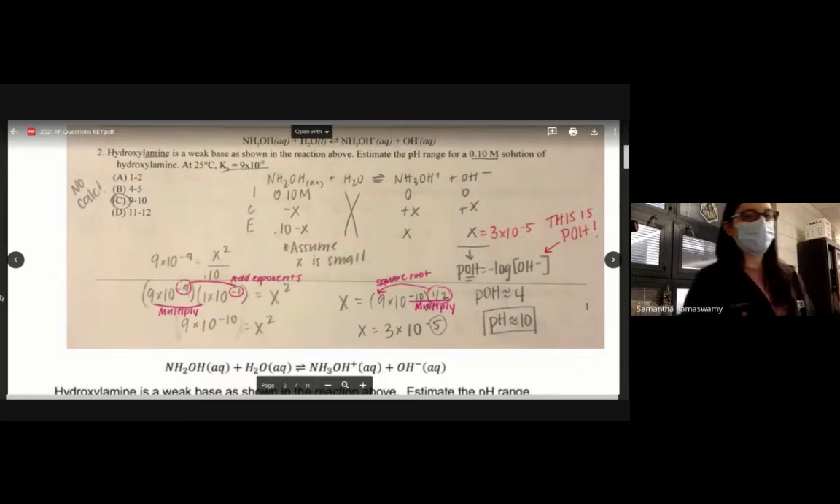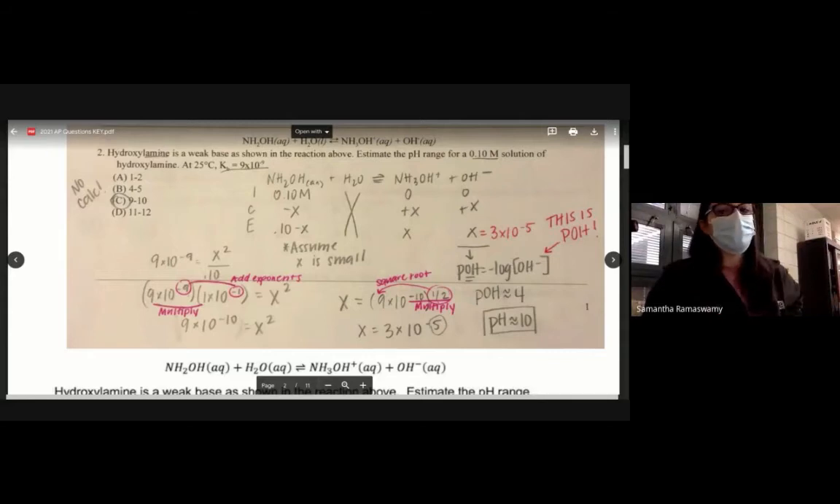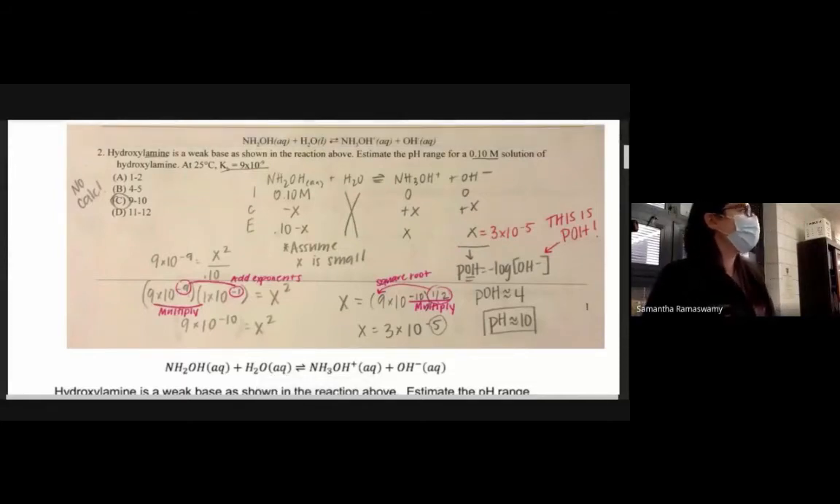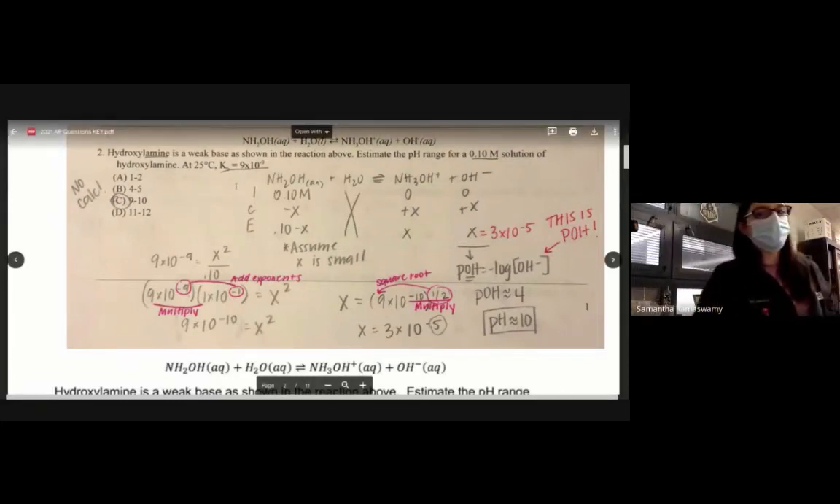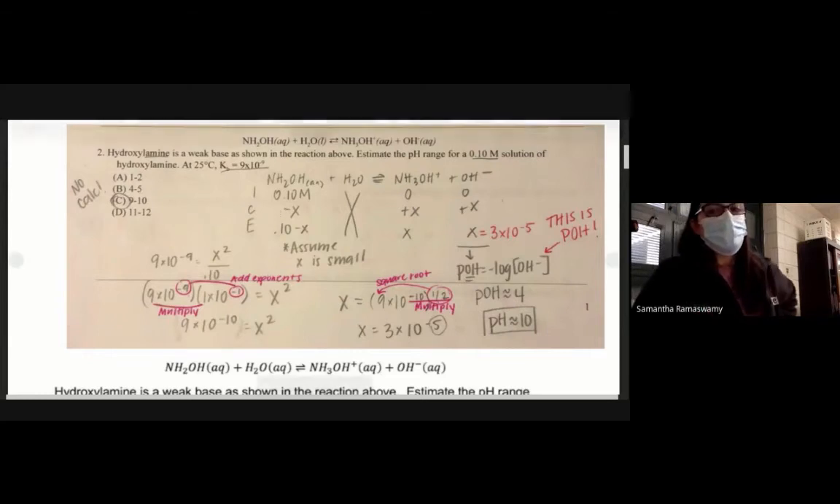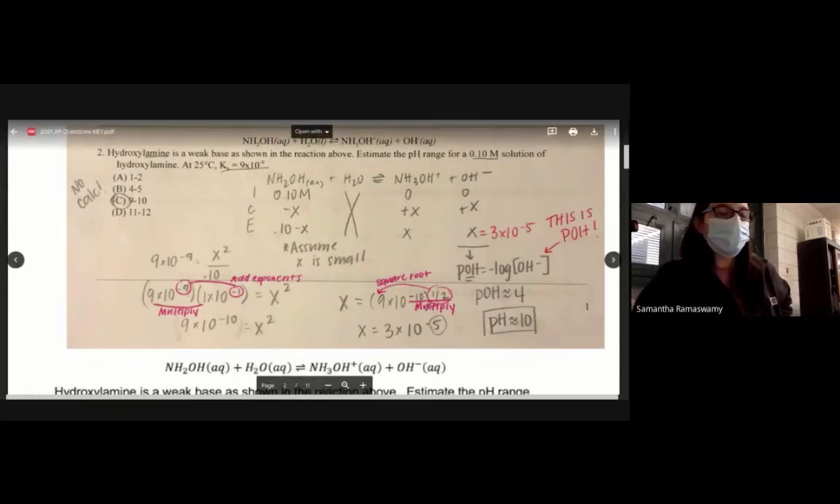So this is hydroxylamine. Remember that amines are weak bases. It gives us the equilibrium, and it says estimate. So you can see exactly how this looks. This is how a multiple choice question would look. Estimate the pH range for a 0.1 molar solution of hydroxylamine, and they give us the Kb value. So if you're estimating the pH, you know at some point you're going to have to probably take the negative log of H plus, or because this is a base, we're going to have to focus on OH minus.